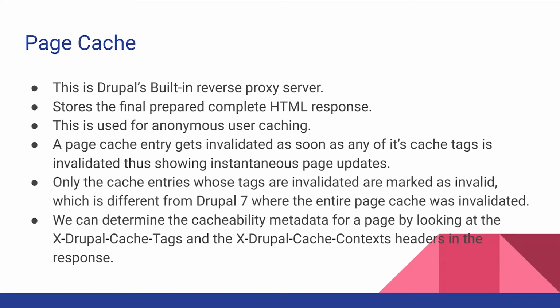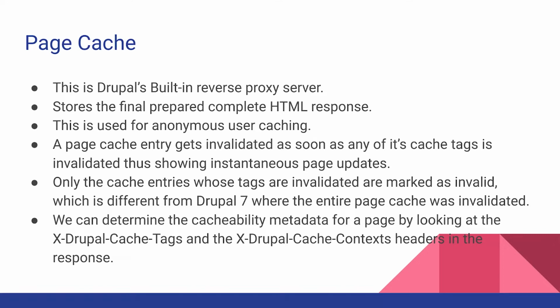So we need to make sure that when the admin saves the block, that should immediately appear on the page. So a page cache's entry gets invalidated as soon as any of its cache tags are invalidated, which we'll see later on what exactly a cache tag is. So basically these things are updated instantaneously. So if something in the page changes, this cache gets invalidated and a fresh entry is made after computing the fresh data.